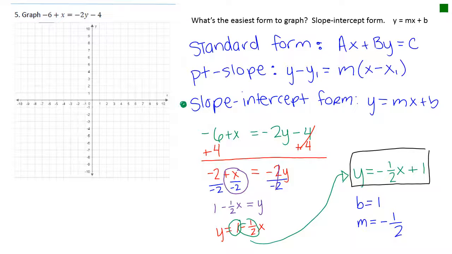Plotting our y-intercept, we go up to 1. Then from here, we're going to use our slope to help us find one more point. So go down 1, since it was negative 1, and to the right 2. Take our straight edge, making sure we draw a line with arrows at the end.